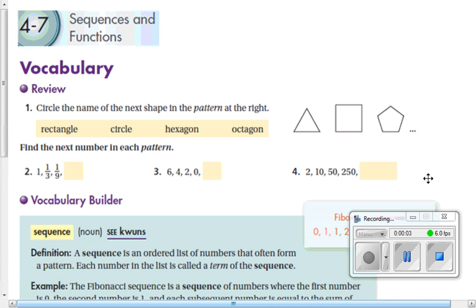Hey students, this is lesson 4.7. We're going to learn how to identify and extend patterns and sequences and to represent arithmetic sequences using function notation. Go ahead and do this review here and I'll check back with you.